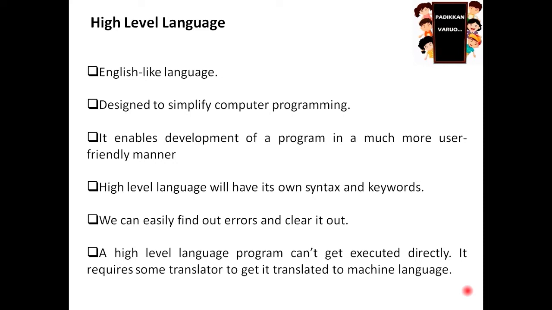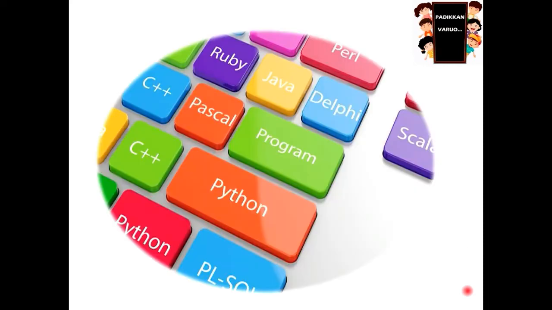A high-level language program cannot get executed directly because a machine cannot understand a high-level language. So there comes the importance of a translator. We will use a translator such as a compiler or interpreter in order to convert the high-level language into the machine language. In this slide you can see a lot of high-level languages used in our real world.